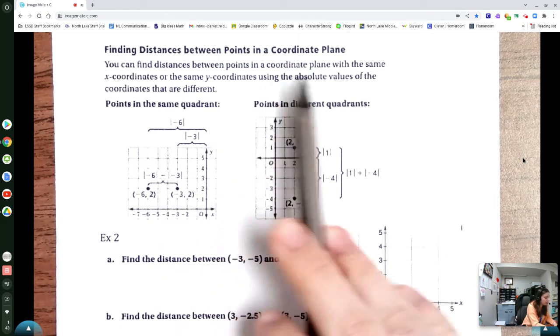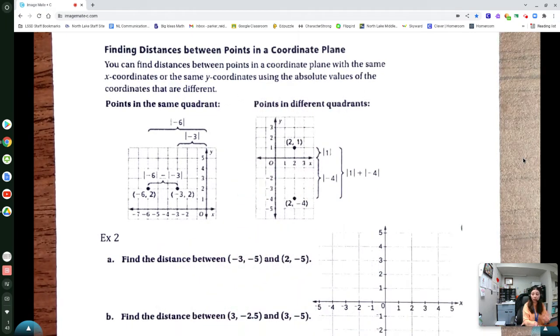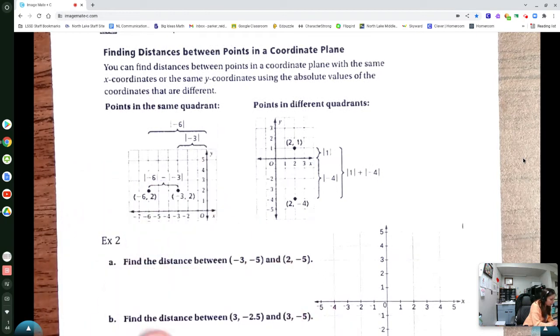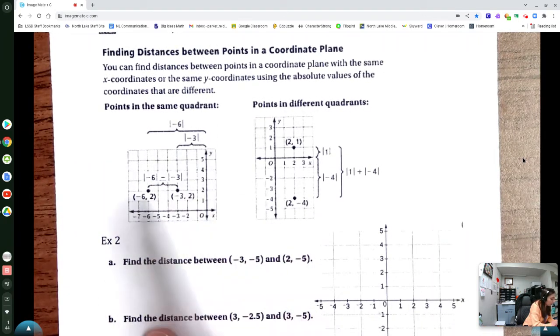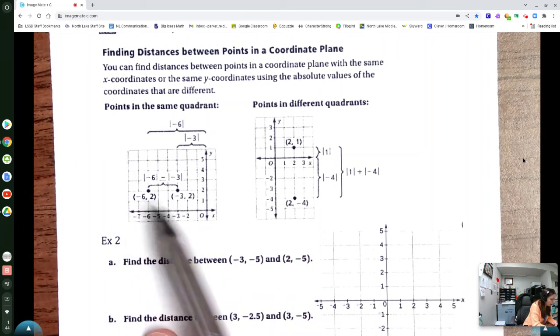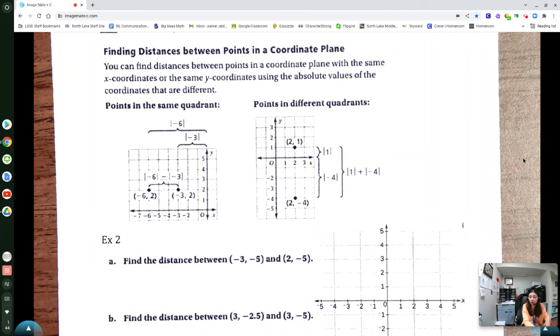You can do this using the absolute values of the coordinates that are different. So if the x's are the same, we're going to use the absolute values of the y's. If the y's are the same, we'll use the absolute values of the x's. So we have some examples. So if we have points that are in the same quadrant, these fall in the same quadrant. They both have negative x's and positive y's. That's how we know they'll be in the same quadrant.